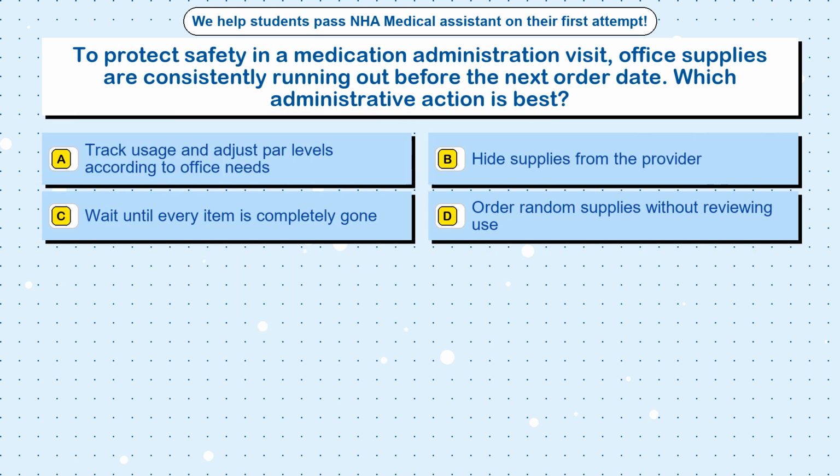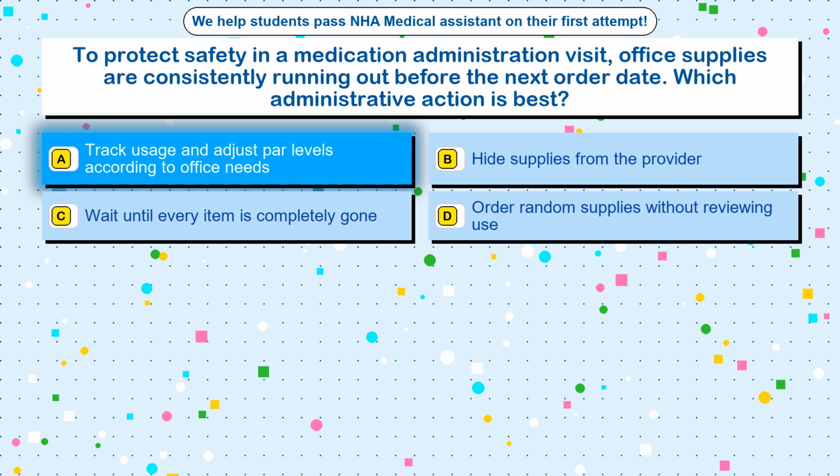Question 99. To protect safety in a medication administration visit, office supplies are consistently running out before the next order date. Which administrative action is best? Option A, track usage and adjust par levels according to office needs. Option B, hide supplies from the provider. Option C, wait until every item is completely gone. Option D, order random supplies without reviewing use. The correct answer is option A, track usage and adjust par levels according to office needs.